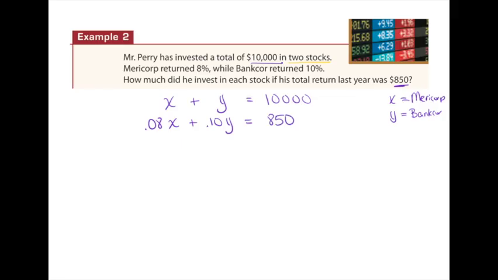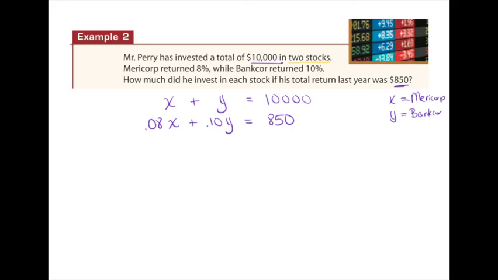$850. Now, here's the thing about this type of problem. I'm going to get rid of my decimals, me personally, for the most part. There are times when you can leave them in because you're using a calculator, so it really doesn't matter anyway. But if I'm solving by substitution or elimination, I like to get rid of my decimals. So I'm going to use my little decimal trick here where I just move it over the total number of decimal places that I have.